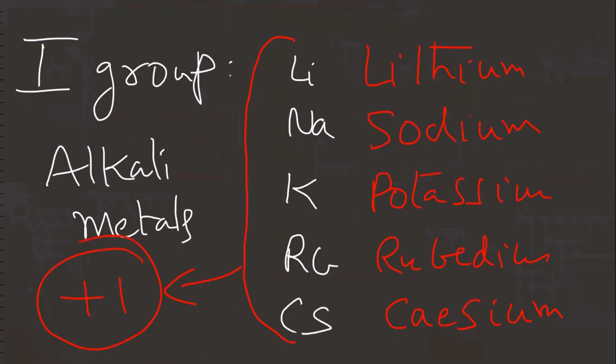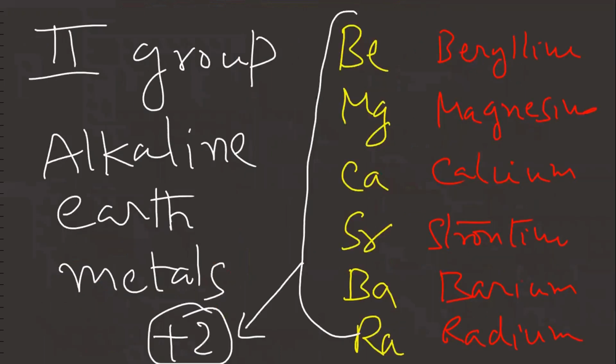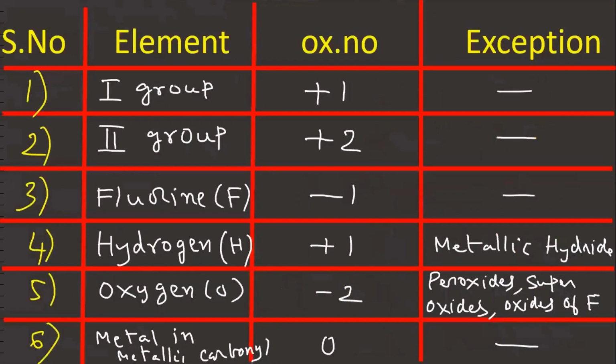What are first group elements? Alkali metals. Alkali metals are lithium, sodium, potassium, rubidium, cesium, francium. These always show +1 oxidation state. Second group elements, alkaline earth metals. What are alkaline earth metals? Beryllium, magnesium, calcium, strontium, barium, and radium. They always show +2 oxidation states.